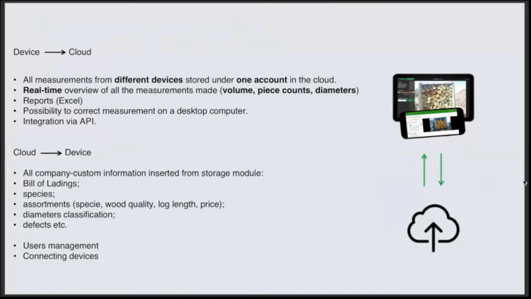And from cloud to device, you can synchronize all company custom information, bill of ladings. They are there in drop-down menu, and you can choose which one you need to use for certain container, and the tree species and everything you will add in storage module will be present there. Custom made assortments, of course, diameter classifications and defects, and of course the user management and connecting extra devices.